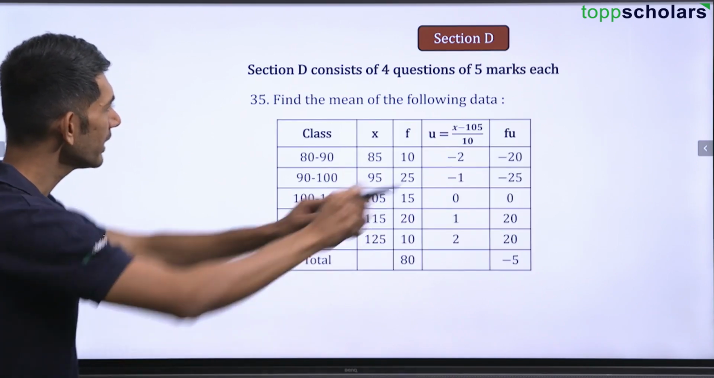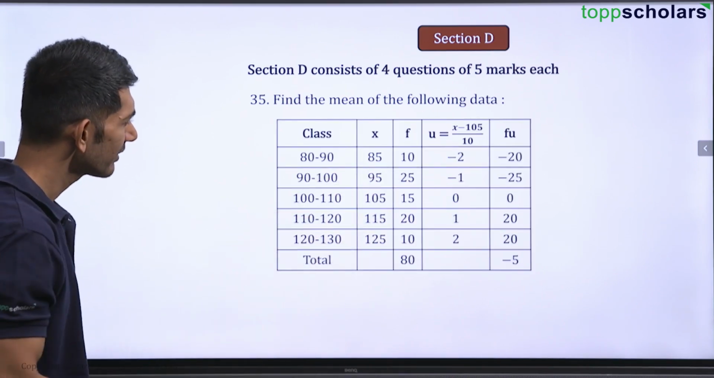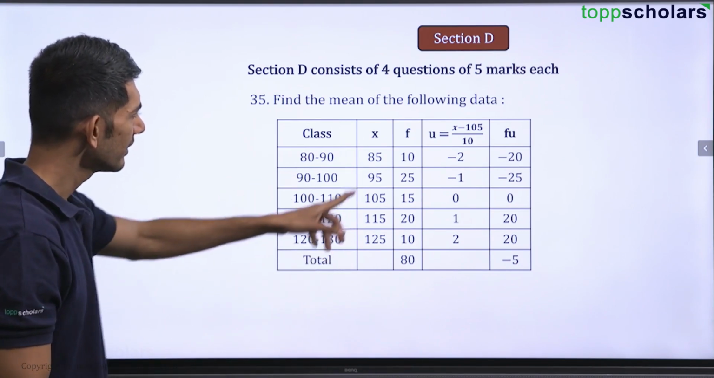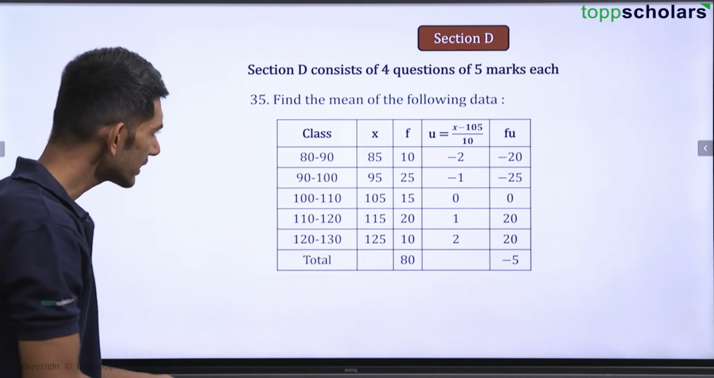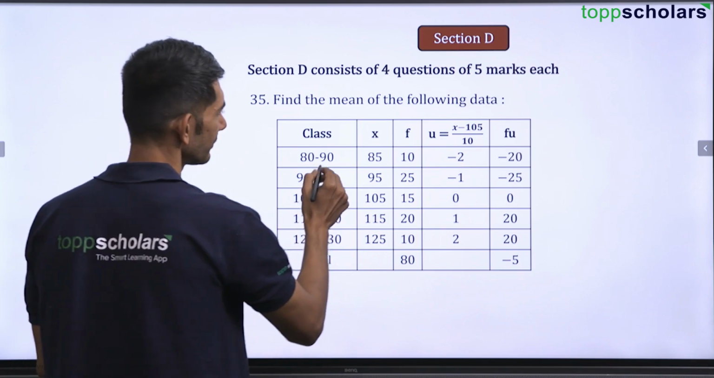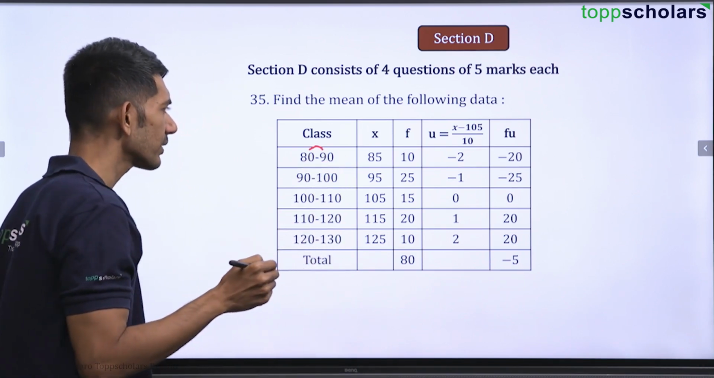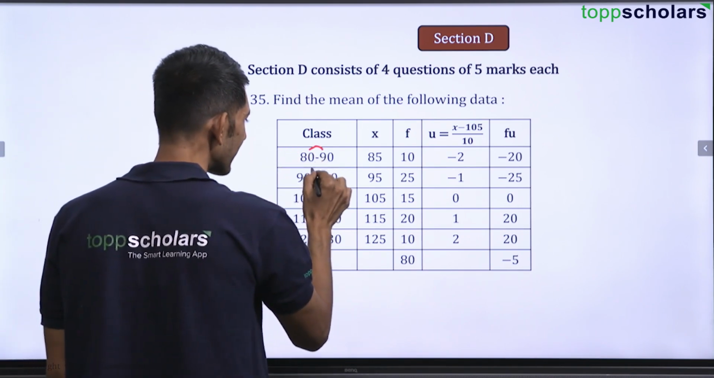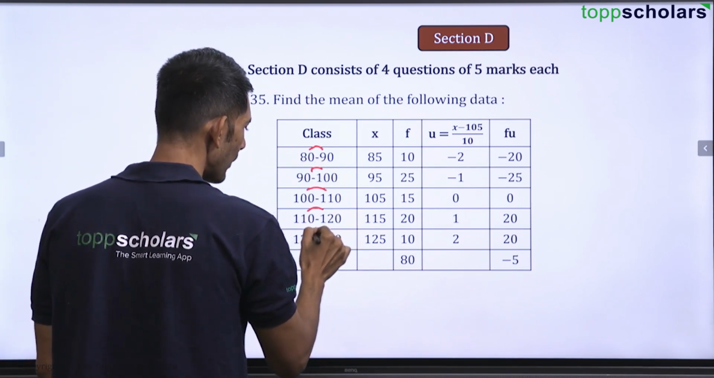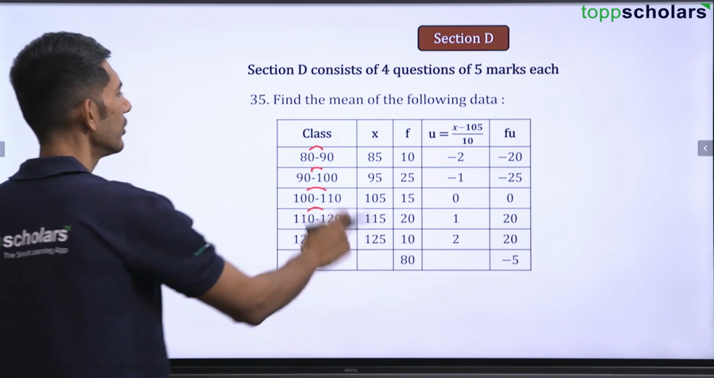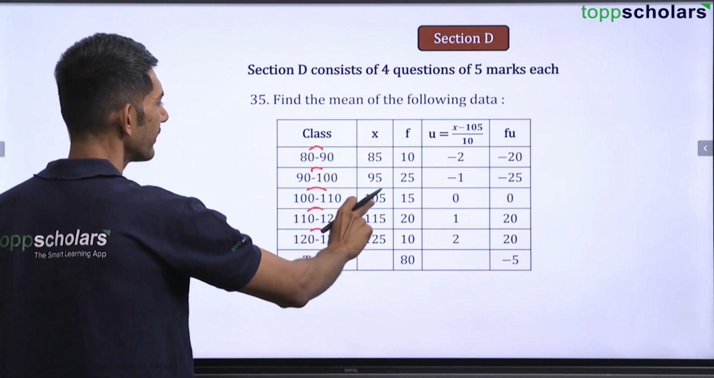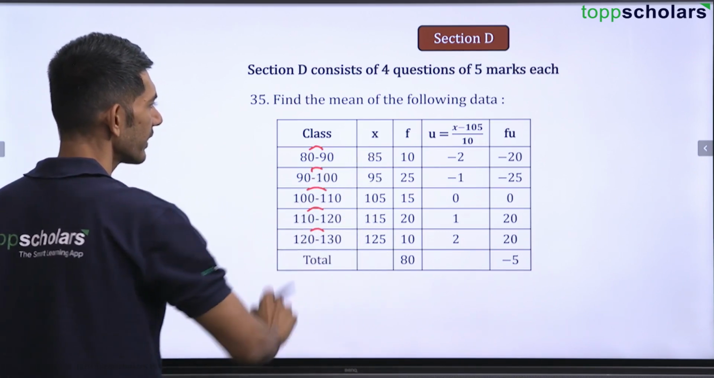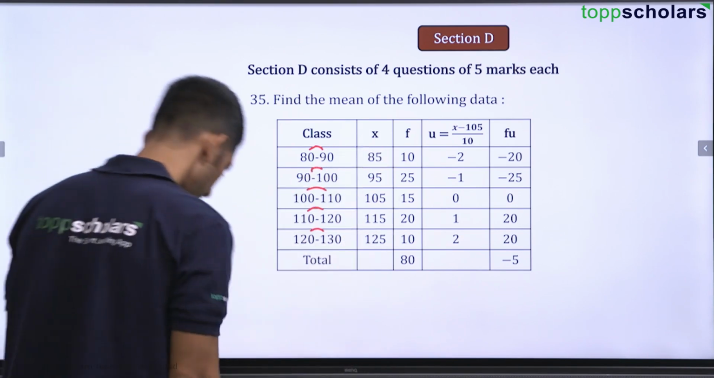To find out the mean, there are multiple ways. The class is given, right? So firstly, we'll find out the class mark. How do we find out the class mark? Class mark is nothing but the middle value, right? So you get 85, 95, 105, 115, 125. Frequency is already given.